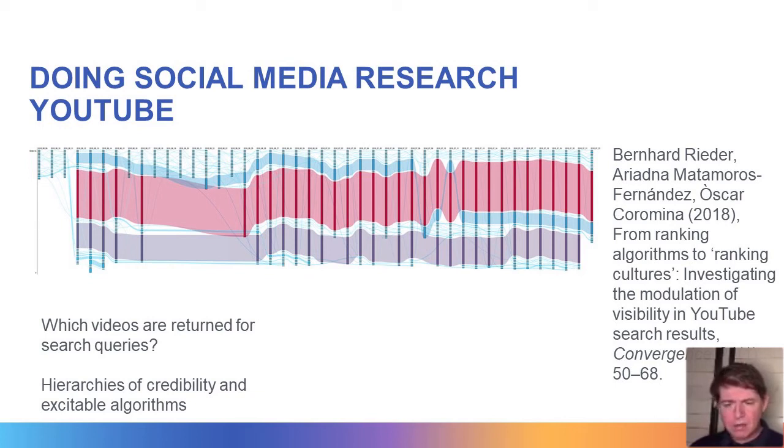This is a rank flow diagram, a consistent query over a period of time. This is, in fact, the Syrian war, I think it was the query, and then which videos are returned per day. What's interesting about this particular piece of work, published by Bernard Rieder and colleagues, is that on particular days when a certain event in the Syrian war takes place, the videos at the top of the search returns are actually a bit more extreme. This is what one oftentimes refers to as the excitability of YouTube's algorithms. So you can study search engine returns.